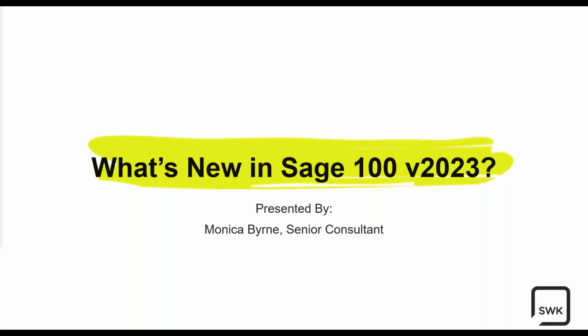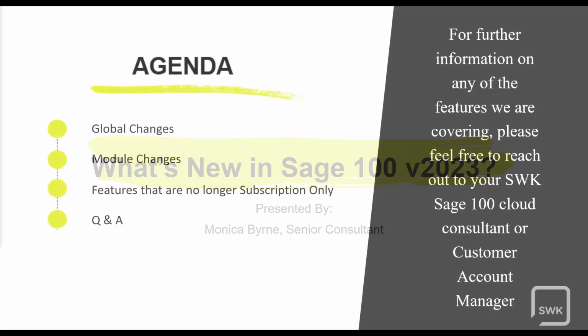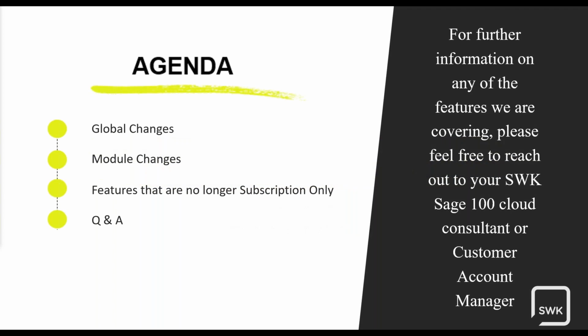Welcome, everyone. I'm excited to be presenting to you. Today, we're going to talk about what's new in Sage 100 version 2023. Here's our agenda for today. We have some global changes to discuss, as well as changes in a few various modules, such as AP, inventory management, inventory requirements planning, and production management.